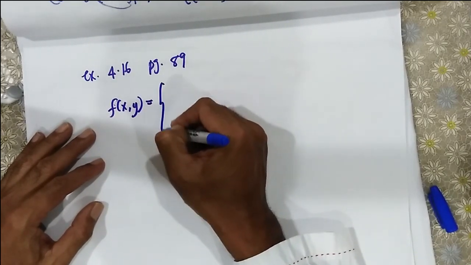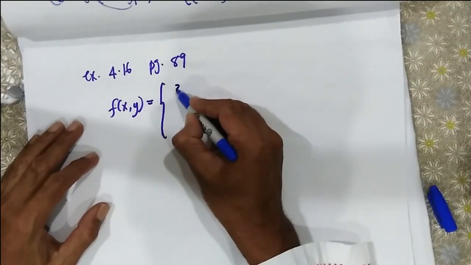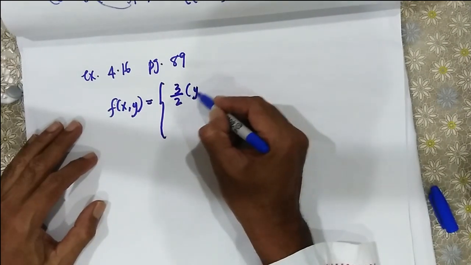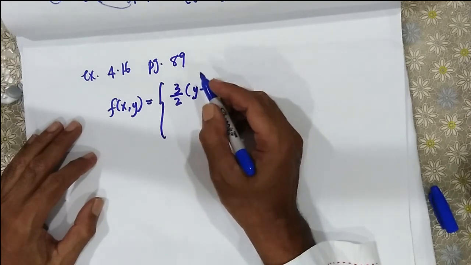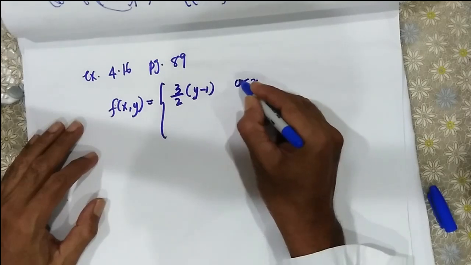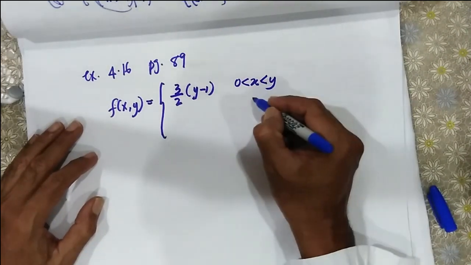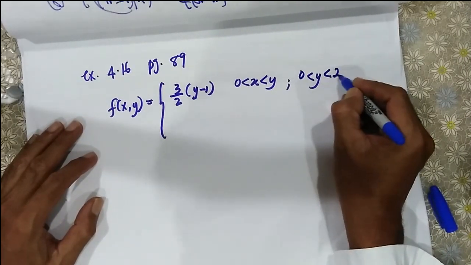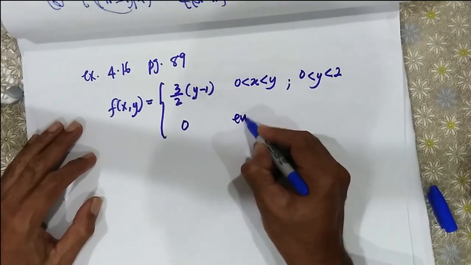3 over 2 times y minus 1. The range for x is between 0 and y, and y is between 0 and 2, then 0 elsewhere.